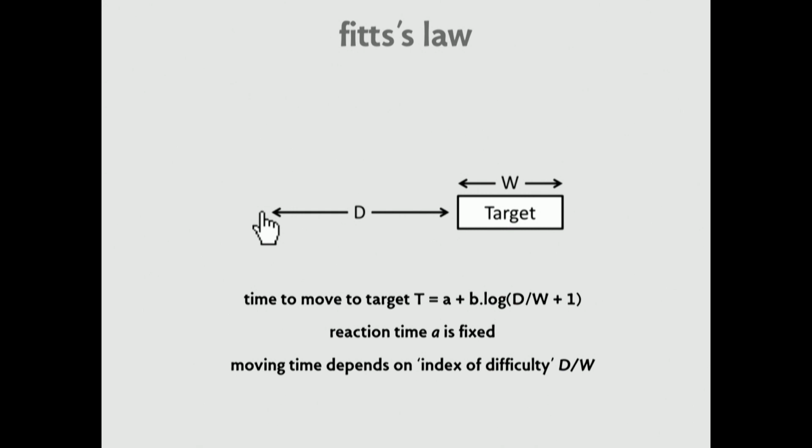And then there's the time to actually move. The time that it takes to move is dependent on some constant b, which is basically how quickly you move. And that will obviously change with factors like age. Young people will be able to move much faster. But then there's this important quantity known as the index of difficulty, which is the distance away divided by the width.